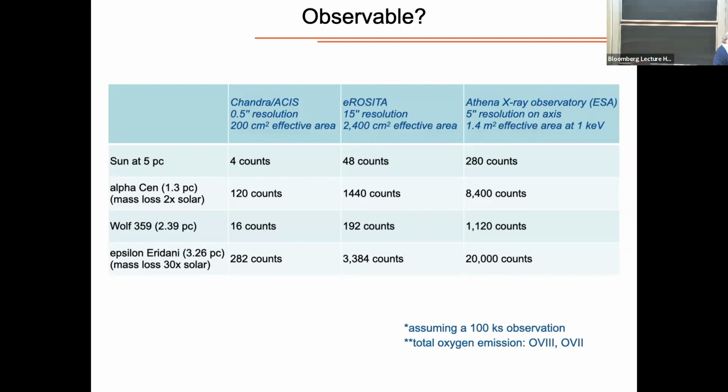One can actually try to study those objects. I didn't know about this Japanese observatory. I have to look it up. I was focused on the next generation of telescope, the advanced telescope for high-energy astrophysics, which is Athena in short. And that's going to be really beautiful, especially for Alpha Centauri and Epsilon Eridani, which has the mass loss rate of about 30 compared to the sun. The Sun itself at 5 parsec would not be that well observable. You can probably get some counts, but not that much.